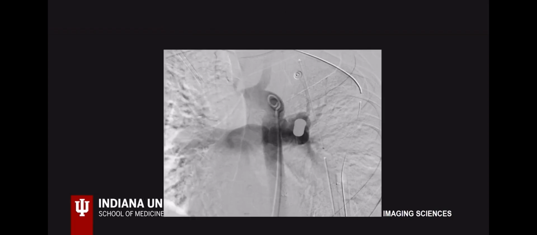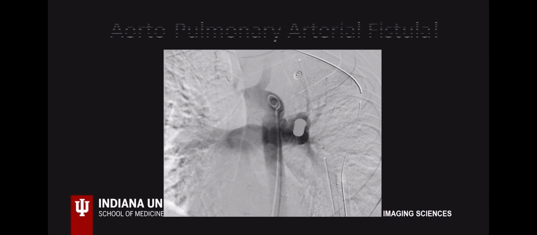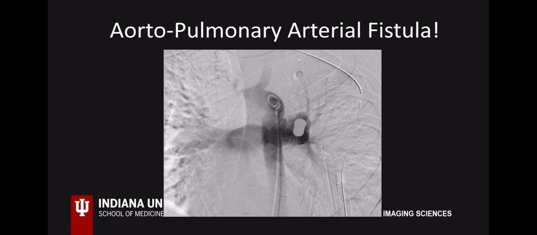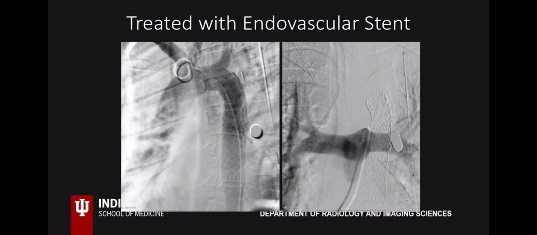At aortography, you can easily see that there is rapid opacification of the pulmonary arteries due to an aortico-pulmonary arterial fistula. The patient was treated with an aortic endovascular stent graft with post-stent aortography image on the left and post-stent pulmonary angiography on the right.